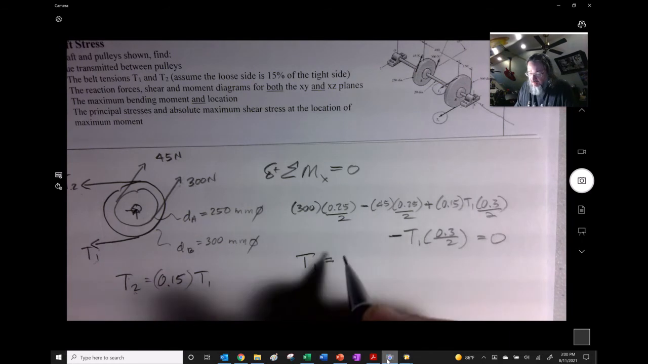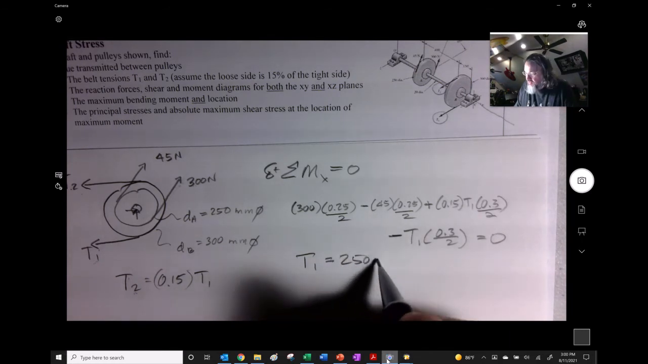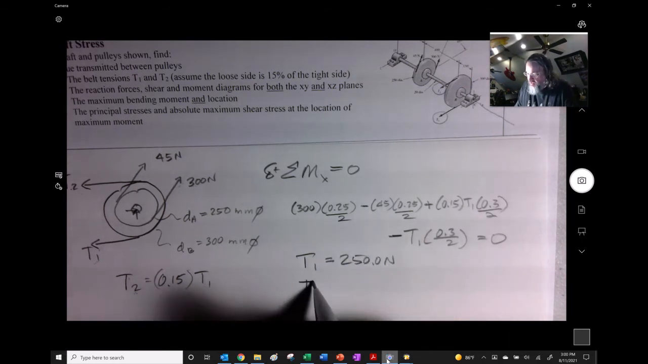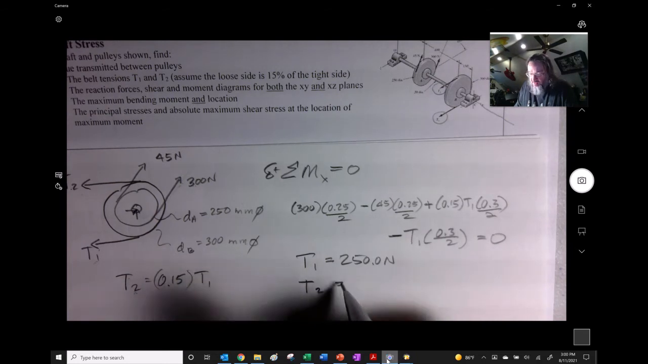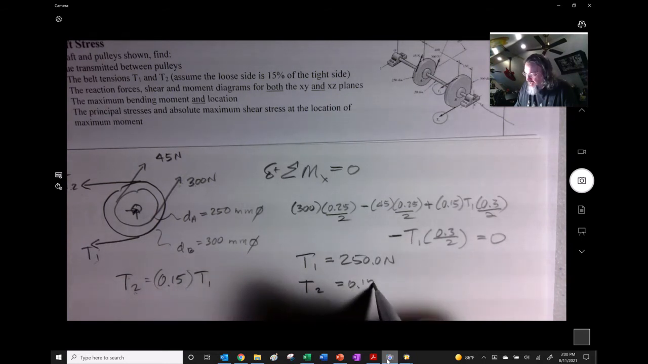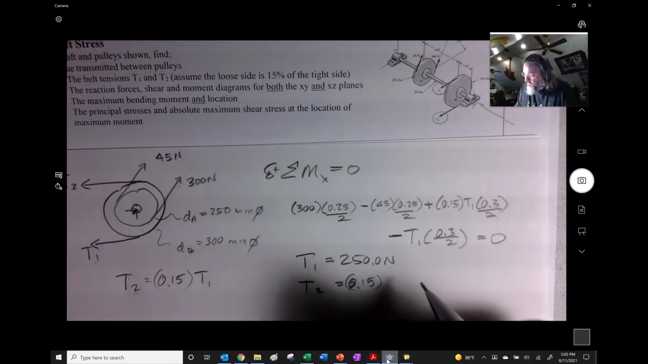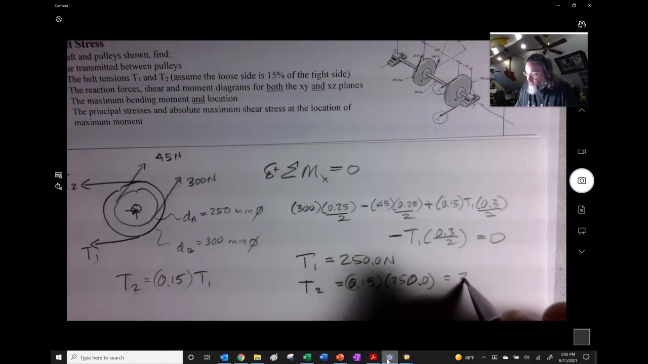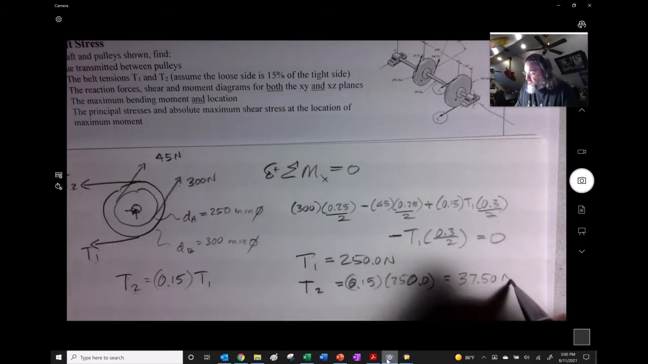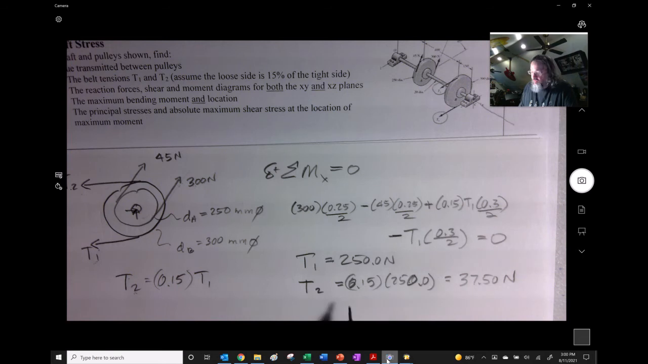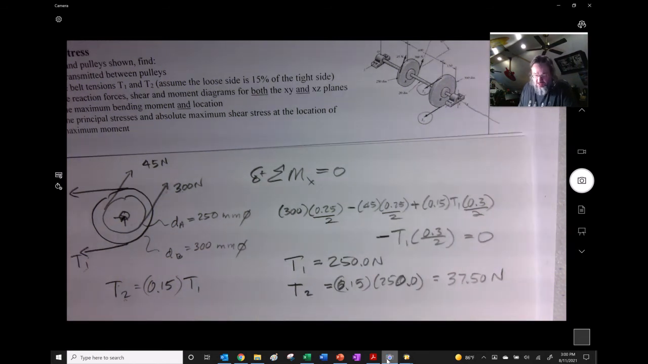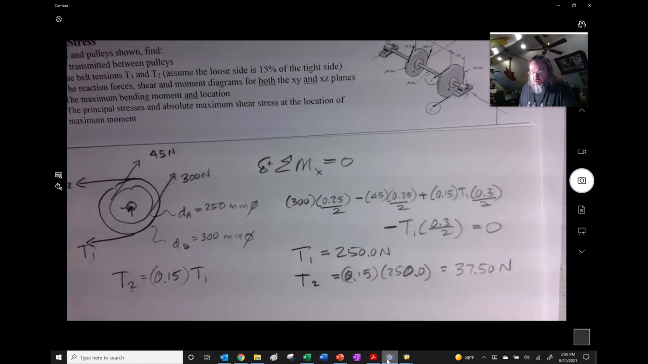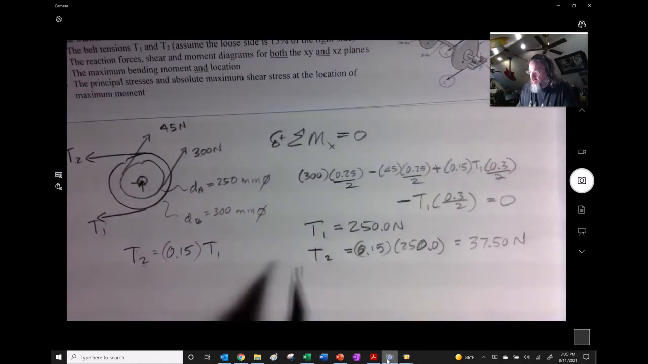They need to balance out, and we get 250 newtons, and T2 is going to be equal to 0.15 times that 250, which is equal to 37.5 newtons. Okay. I don't like that they use T because I like that for torque, right? But we're also going to need the torque that's being applied onto this shaft.